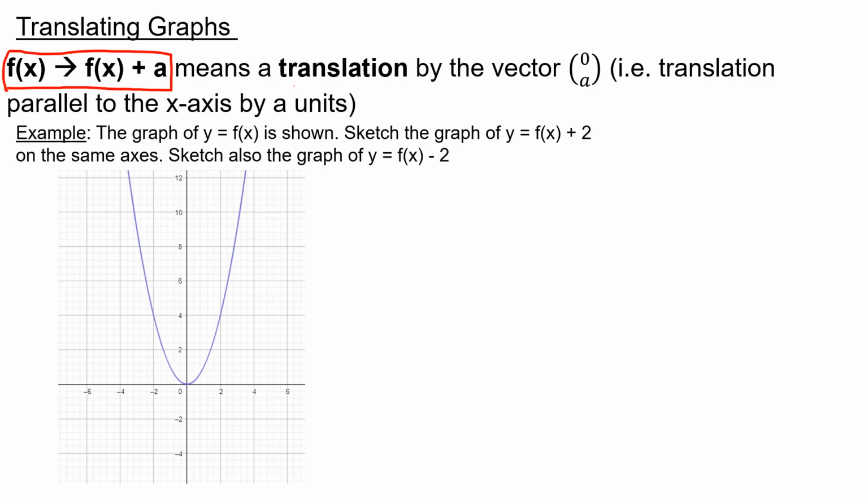For example, the graph of f of x is shown. Sketch the graph of y equals f of x plus 2 on the same axes. And then sketch also the graph of f of x minus 2. This is the graph of y equals f of x in blue. If I want to sketch the graph of y equals f of x plus 2, the entire graph will shift up by 2 units. So we can see here it's got this lowest point at 0, 0. Well, for the new graph, f of x plus 2, that lowest point is going to be at 0, 2.